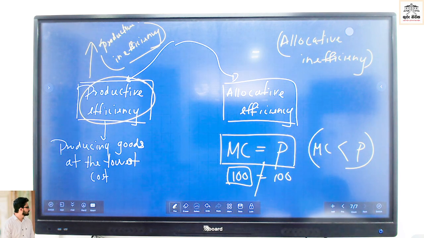They don't have any challenge, right? That they want to produce goods and services at lowest possible cost.